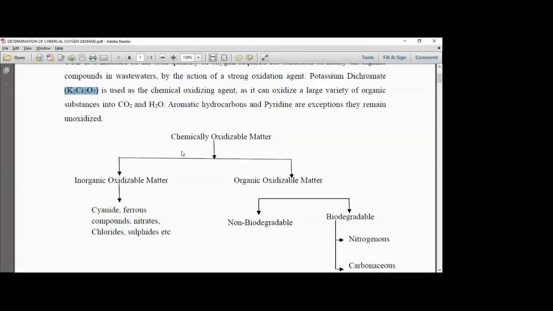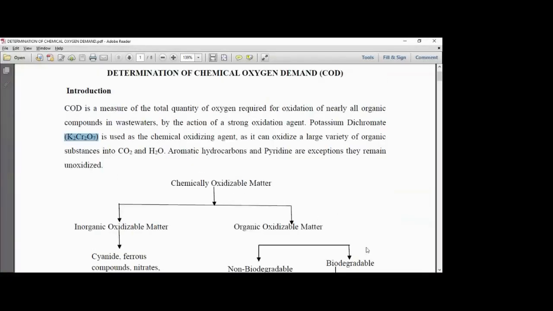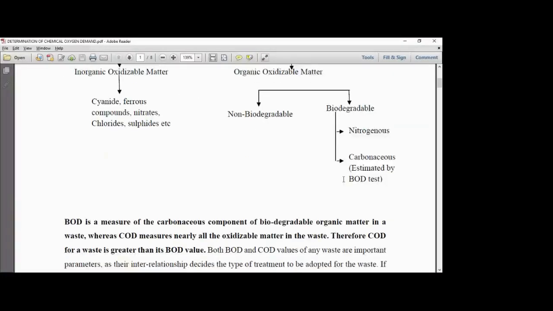There is no such oxidizing agent in the BOD test. Oxygen itself is the oxidizing agent. And here, what is the oxidizing agent that we are going to add? It is potassium dichromate. So even in the oral, this particular type of question may be asked.